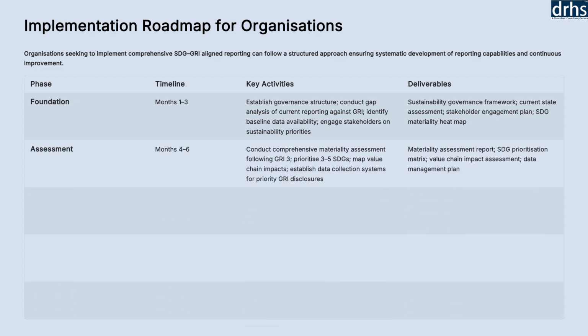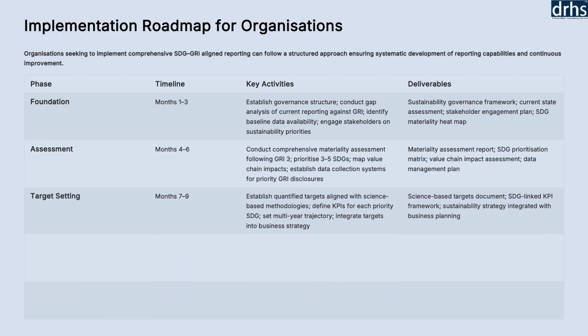Assessment, months 4 to 6. This phase centers on materiality assessment. Organizations evaluate actual and potential impacts across operations and value chains, integrating stakeholder input and financial risk analysis. Using SDG-GRI mapping matrices, companies identify priority SDGs and material topics, ensuring focus on issues with the greatest impact and relevance. Baseline data collection and validation are critical at this stage.